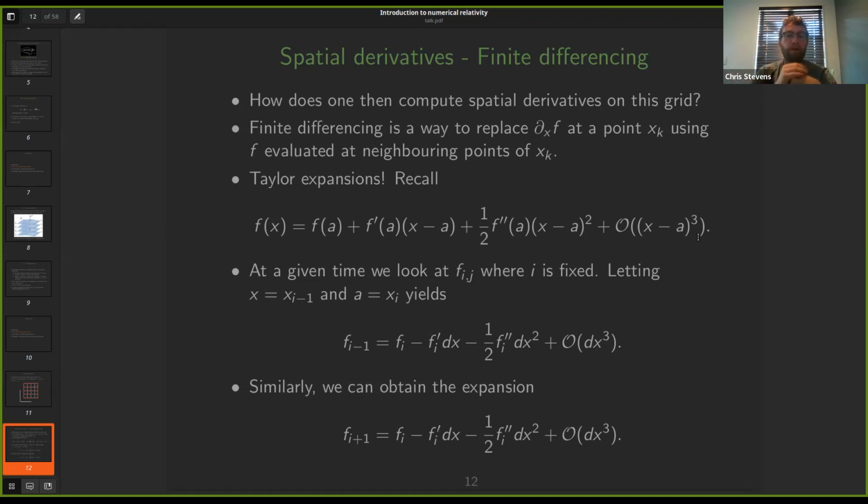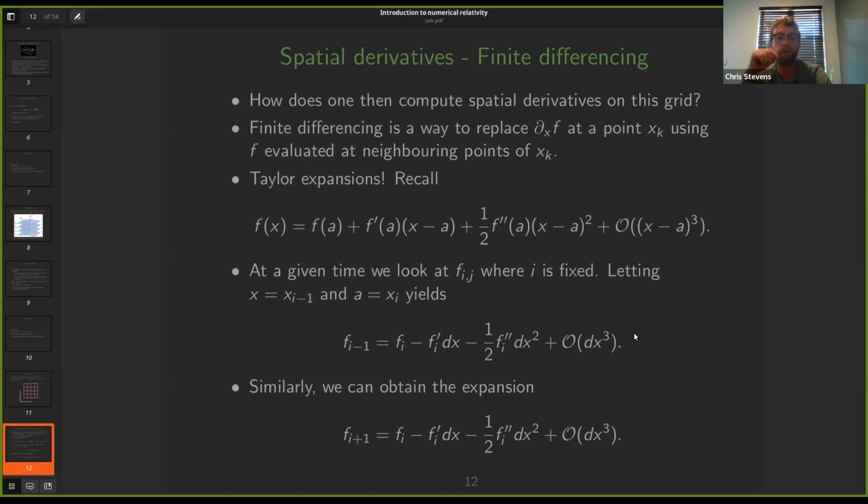So we'll fix our time, and we'll pick that we're doing a Taylor expansion around xi, so the ith point, and we're going to evaluate that expansion at a neighboring point, i minus 1. So just putting that into this formula here gives the following, where the dx is just the difference between neighboring grid points. So that would be the spatial step size of your discretization. So it's xi minus 1. So you get this approximation here.